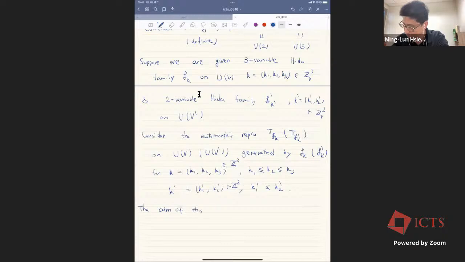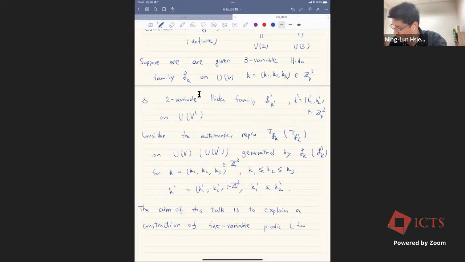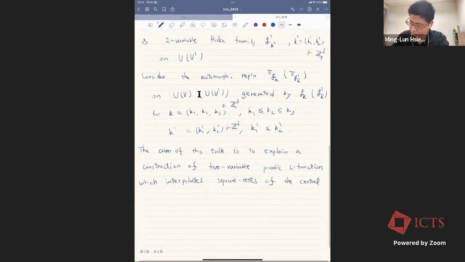The aim of this talk is to explain a construction of a five-variable p-adic L-function, which interpolates square roots of the central value, which I denote by the algebraic part, of this Rankin-Selberg L-function.